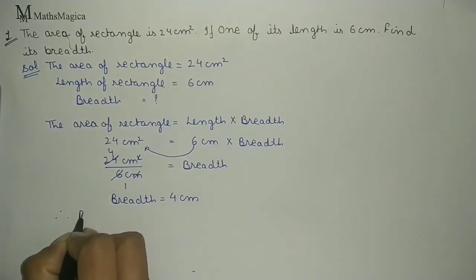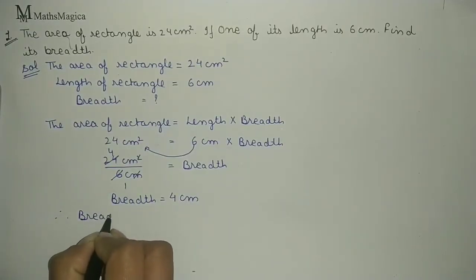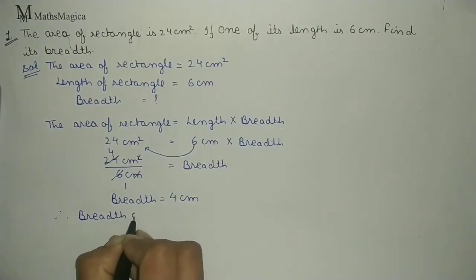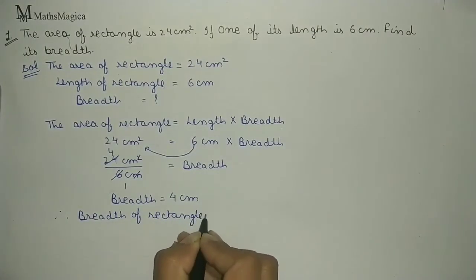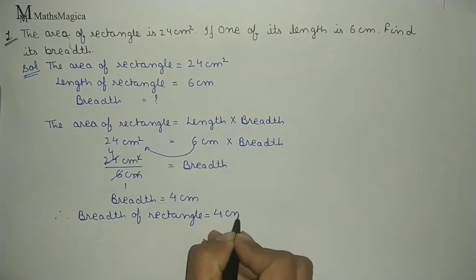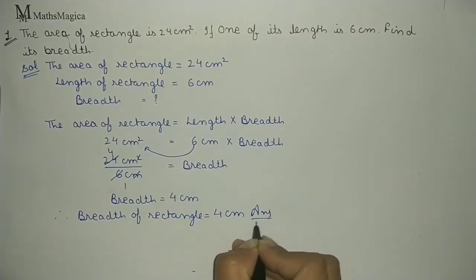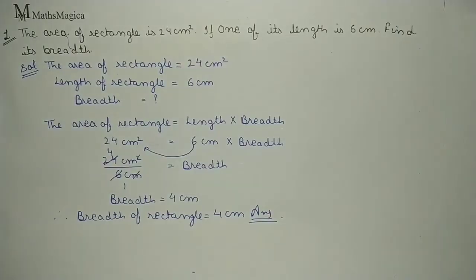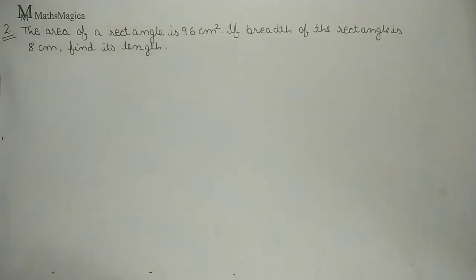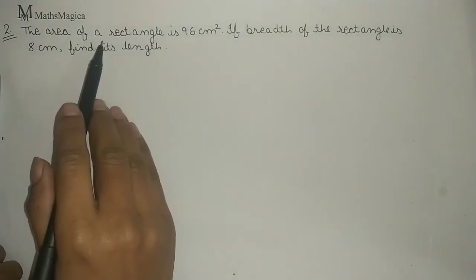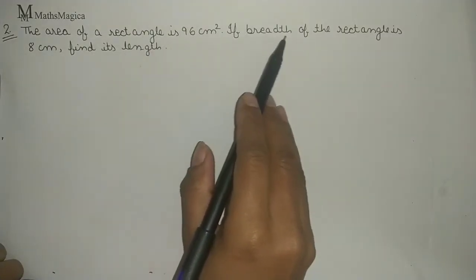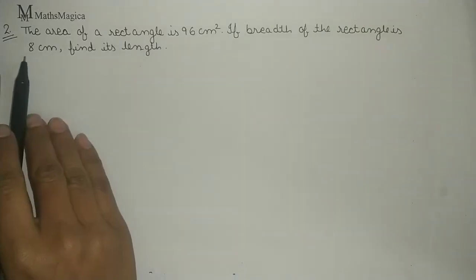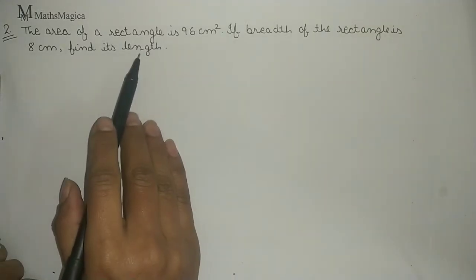Therefore, breadth of rectangle is equal to 4 centimeter. This is your required answer. Now the next question is, the area of rectangle is 96 cm square. If breadth of the rectangle is 8 cm, find its length.